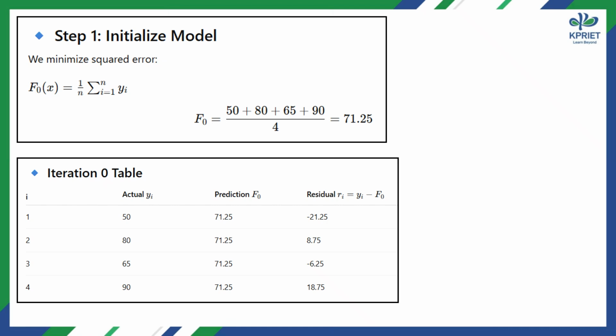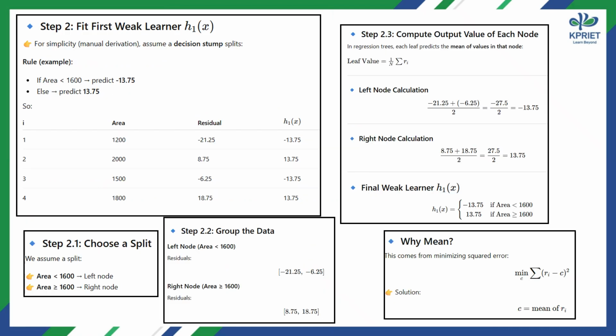We are getting this residual. This is your first iteration table. So in the first fit, the first weak learner h1 is to be computed. If the area is less than 1600, the prediction is minus 13.75, else the prediction is plus 13.75. So choose a split: if your area is less than 1600, you choose it as the left node. If it is greater than or equal to 1600, you choose it as the right node.